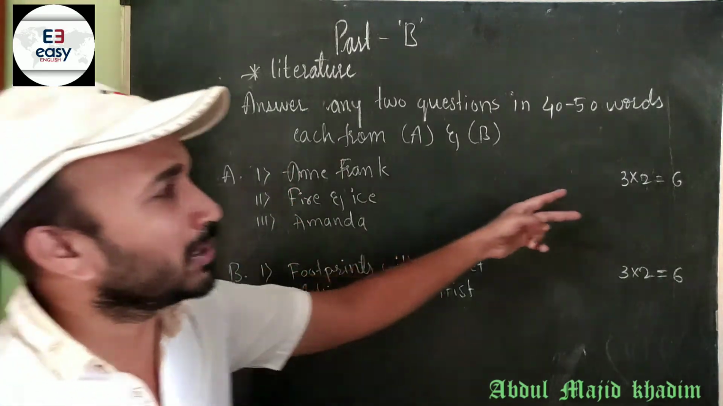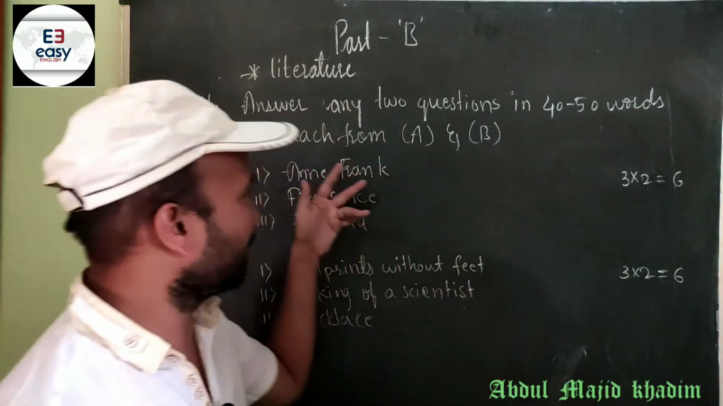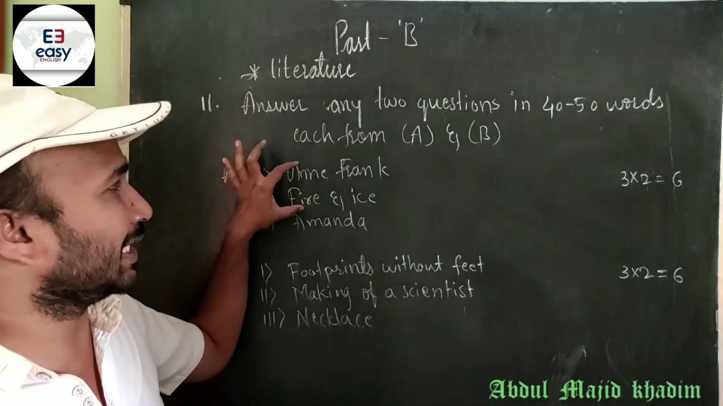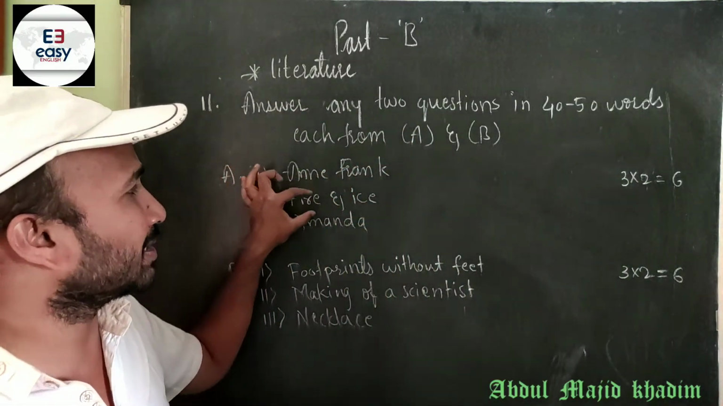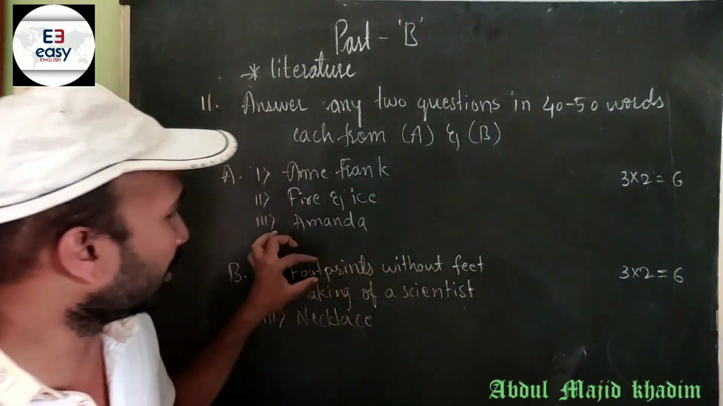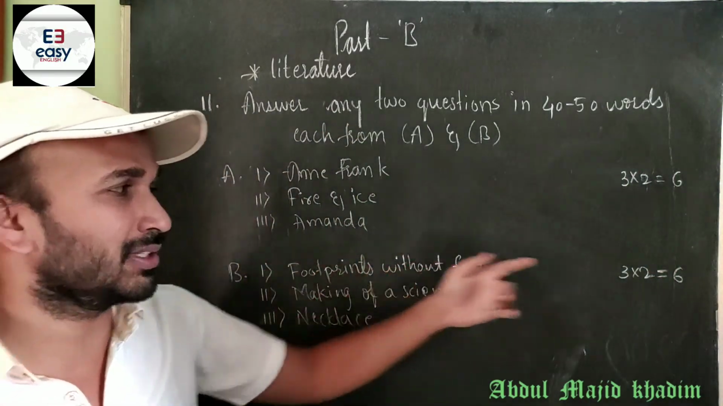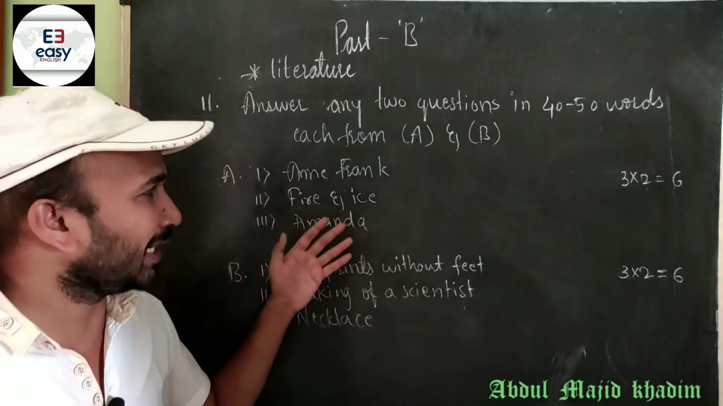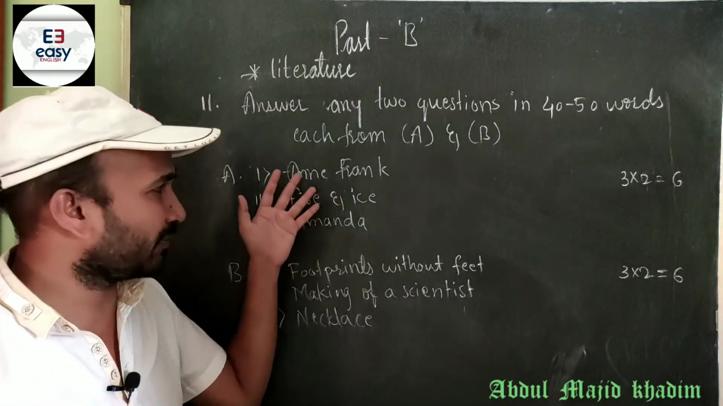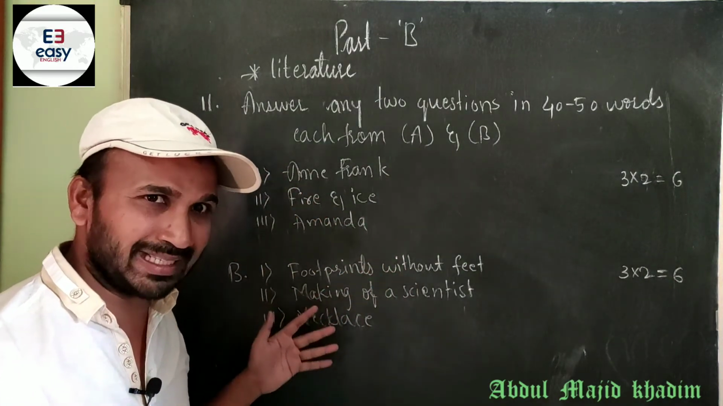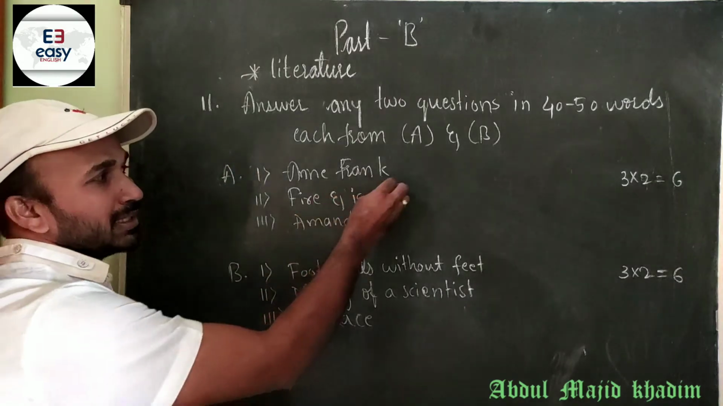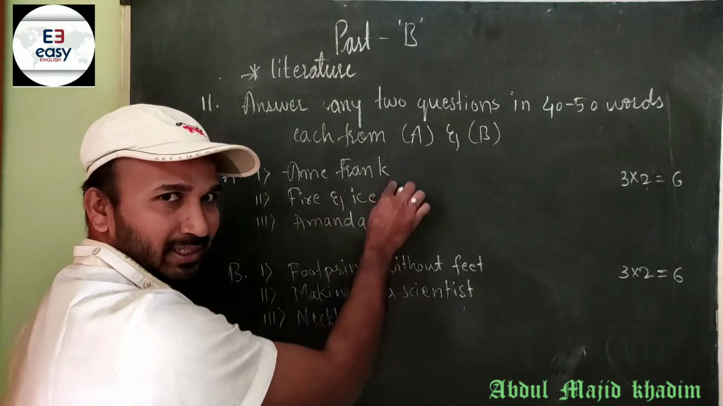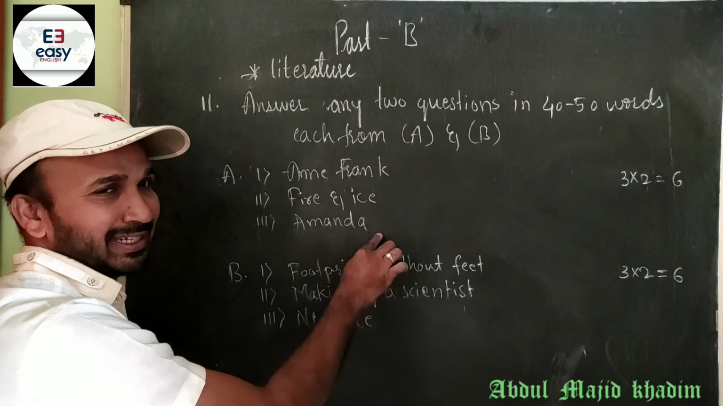Here also, how many marks? 3 marks each question carries, meaning 2 answers you have to write. If you are selecting these 2, 3 plus 3 is 6 marks you will get. From these 2, 3 plus 3 you will get 6 marks. So any 2 you can select from these 3 and any 2 from these 3. So these all are from First Flight, you are getting these 3 questions.